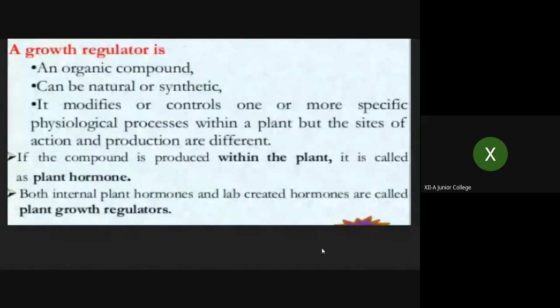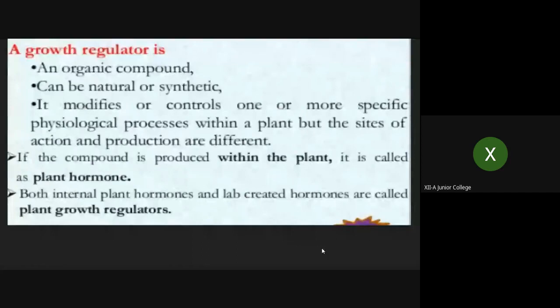So that means the site where it is produced is one and the action is at a different place. It may also happen that wherever it is produced, there also the action can be shown. So if the compound is produced within the plant, this is called a plant hormone. But internal plant hormones and lab created hormones are called together plant growth regulators. So when it is produced within the plant, that is considered to be a plant hormone.